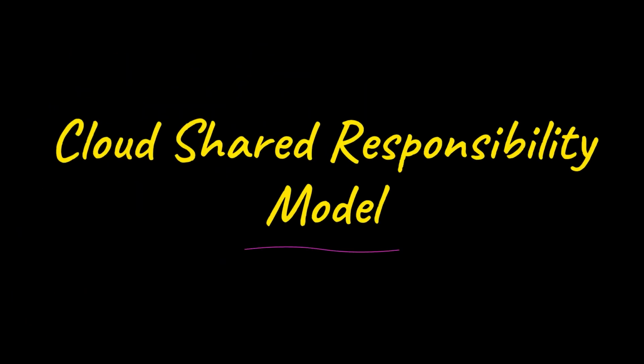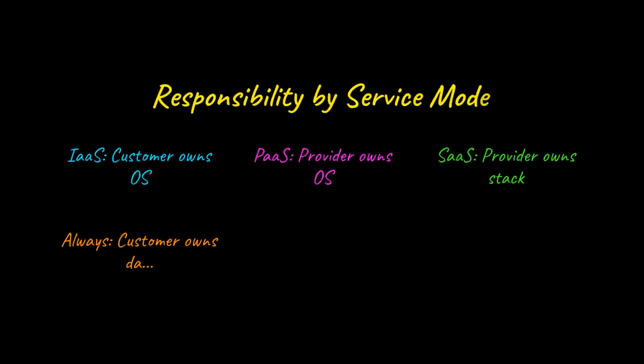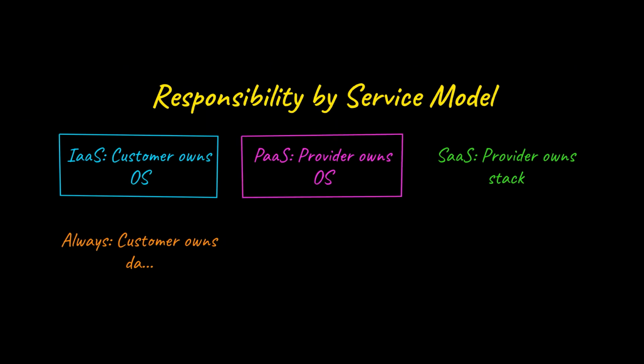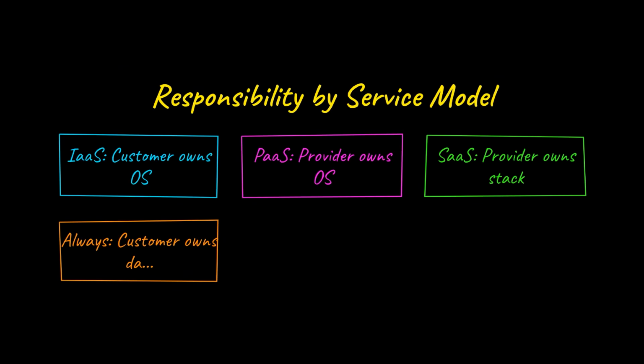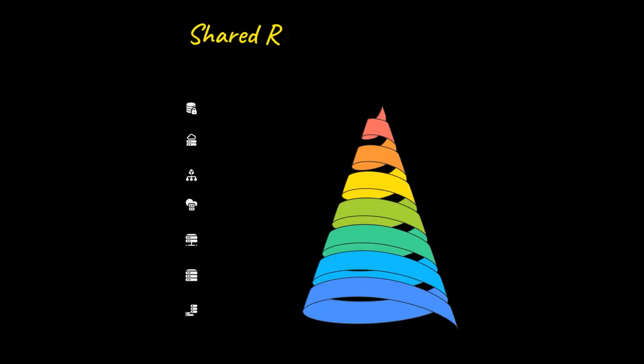The shared responsibility model defines how security duties are split between a cloud provider and the customer. The exact division shifts depending on which service model is in use. In IaaS, the customer manages the operating system and everything above the VM. In PaaS, the provider takes over the OS. In SaaS, the provider runs the full stack. Regardless of model, the customer always owns their data, identities, and configured policies.